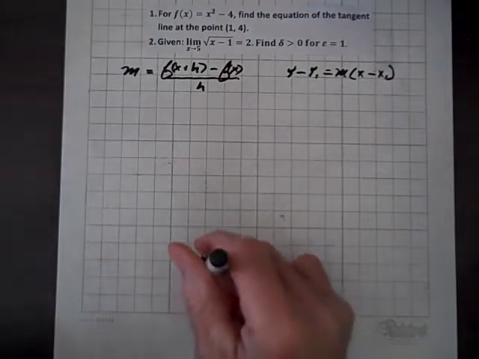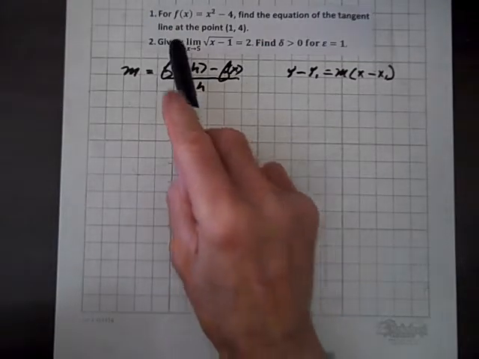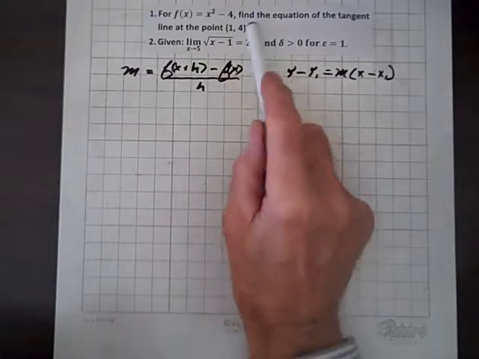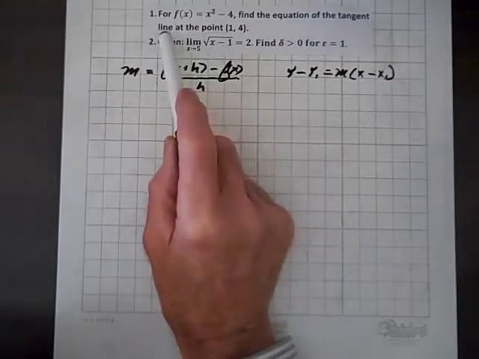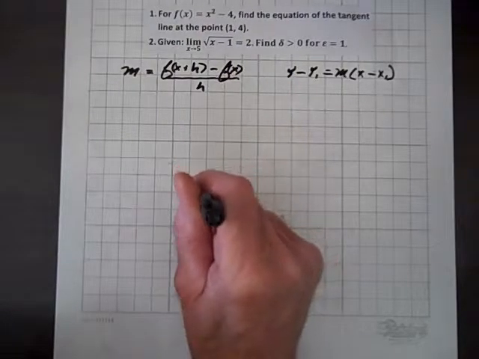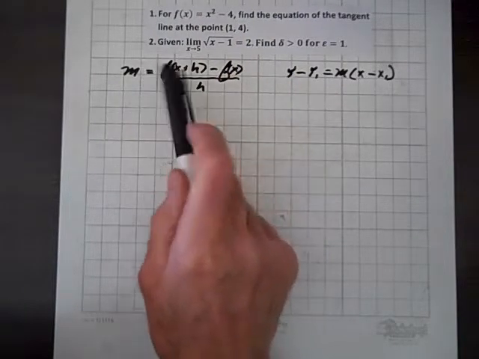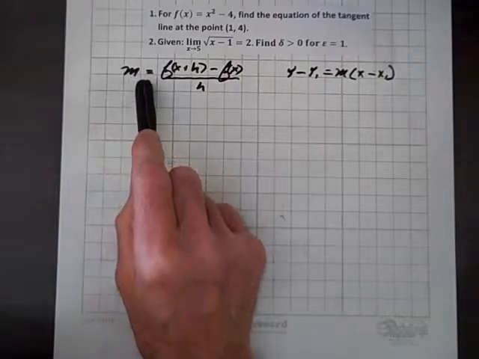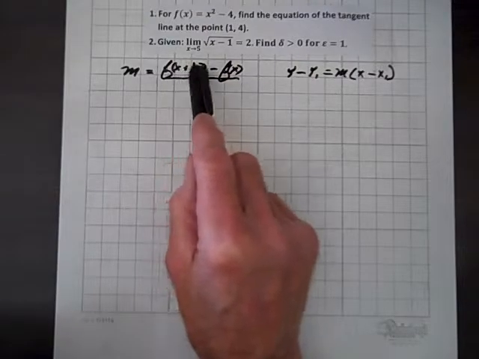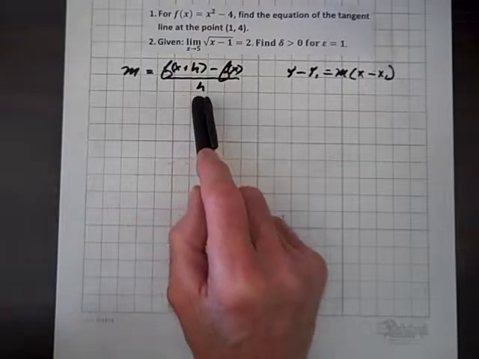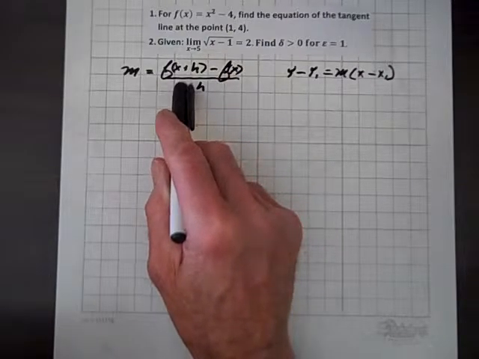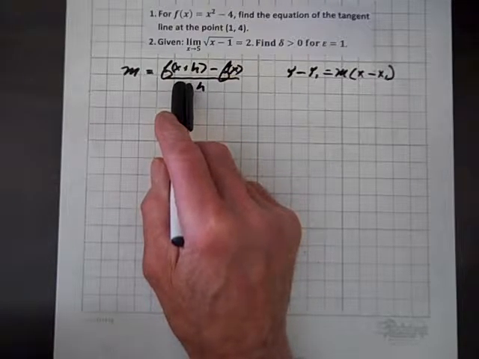Okay, here's what we're up to. We're given that f of x equals x squared minus 4, and we have to find the equation of the tangent line to f of x at the point (1, 4). To do that, we'll use this equation, m equals the slope equals f of x plus h minus f of x, all over h. And we'll use that equation to find the instantaneous rate of change.